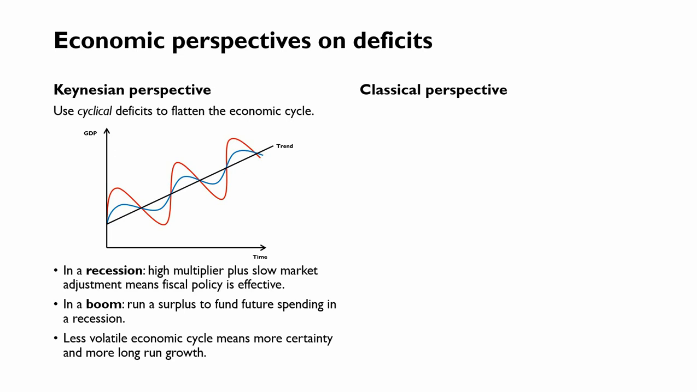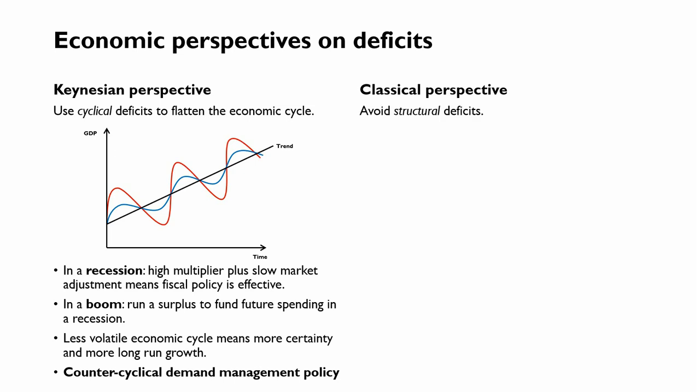They'd argue that that produces less volatility in our economic cycle, which means more certainty for firms and for consumers and for workers. And that means more long-run growth because we can get more investment and innovation in the economy. This policy is known as counter-cyclical demand management policy. That's a mouthful, isn't it? But let's look at what the classical economists have to say.